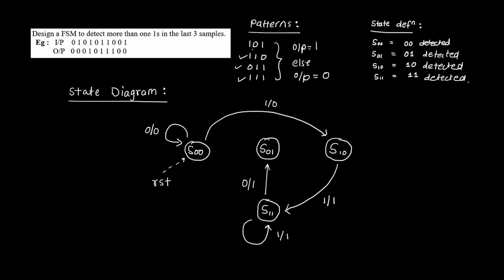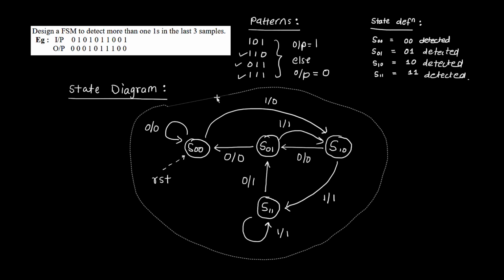Now lastly, for the 101 pattern, 1, 0, and another 1. So the transition will look like this. In this case, for 0 the output is 0, and for 1 the output will be 1. And for the remaining case, if 0 comes in the 01 state, it will transition to 00 and the output will be 0. So we are finished with our state diagram.